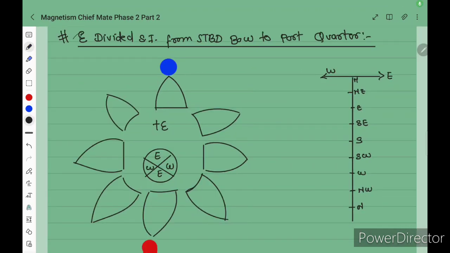Okay, plus E. So now what we are doing is divided soft iron from starboard bow to port quarter. We make the vessel head on all cardinal and intercardinal headings, and then we mark the red pole on the south side and the blue on the north, to show the earth's magnetism. Now we mark all the compasses. Now it is starboard bow and port quarter, and it is divided.